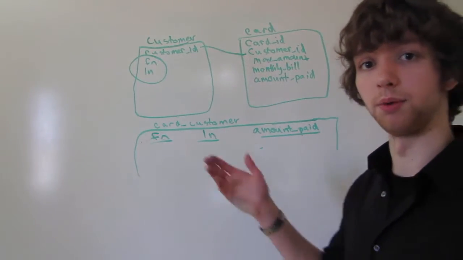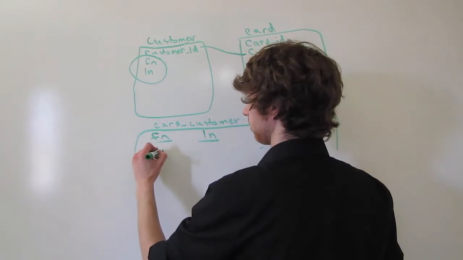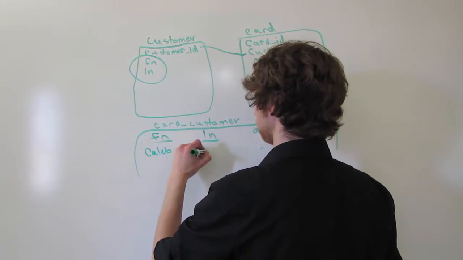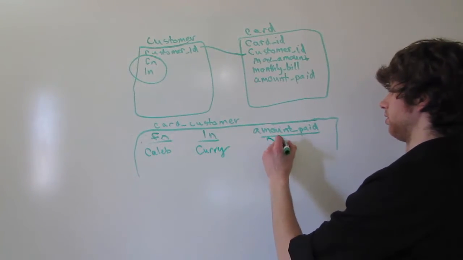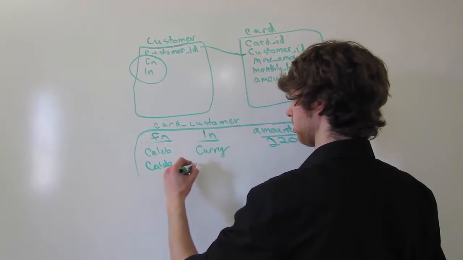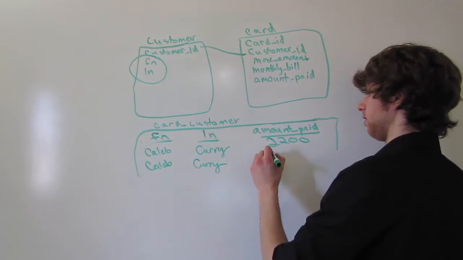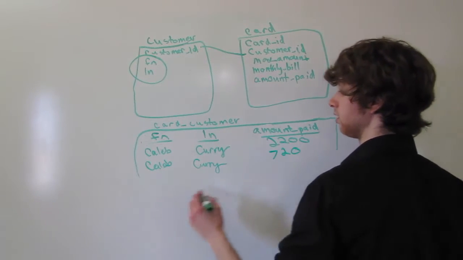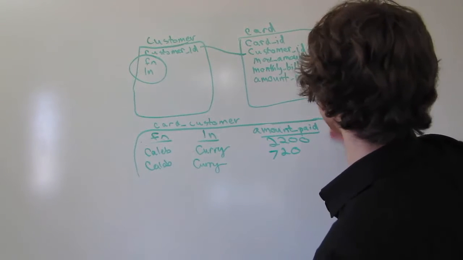And we could say that we have individual people. We could say Caleb Curry, and then his amount paid on one of his cards is $2,200. Then we also have Caleb Curry, and the amount paid is $720. And if you wanted, you could go in and edit the join, add a max amount.